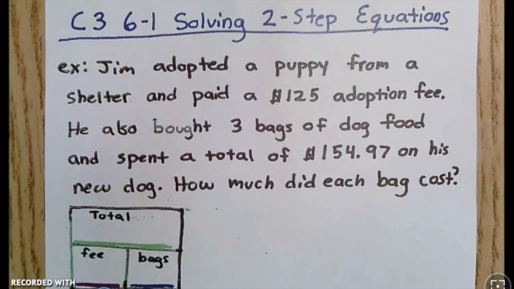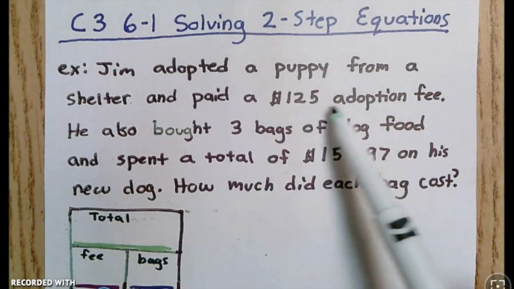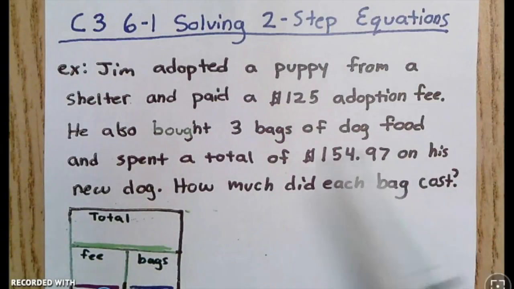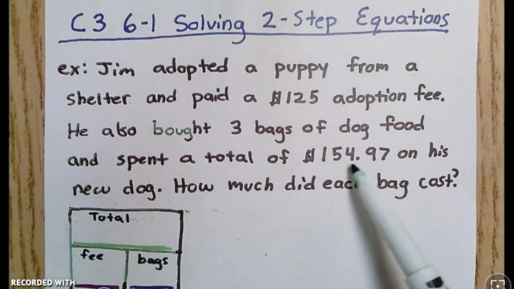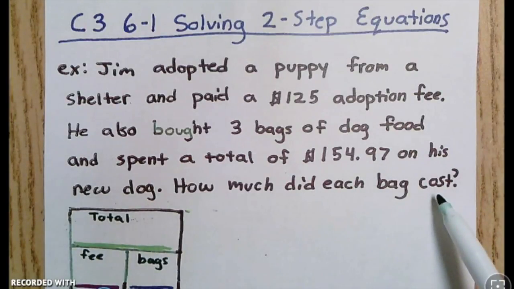So here's our first example. Jim adopted a puppy from a shelter and paid a $125 adoption fee. He also bought 3 bags of dog food. He spent a total of $154.97 on his new dog. How much did each bag cost?